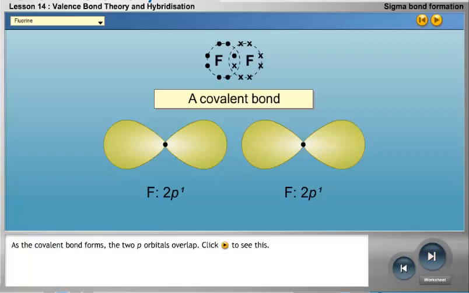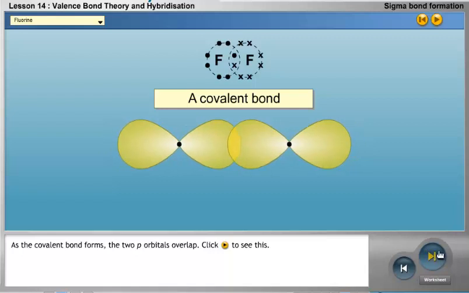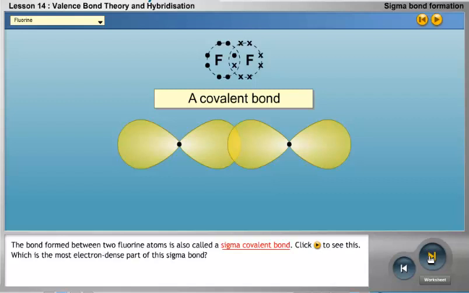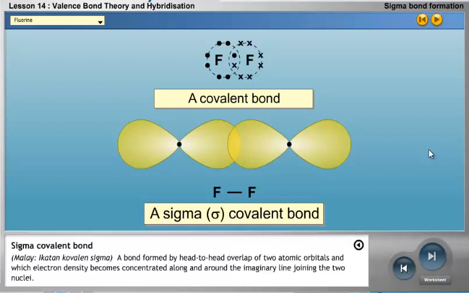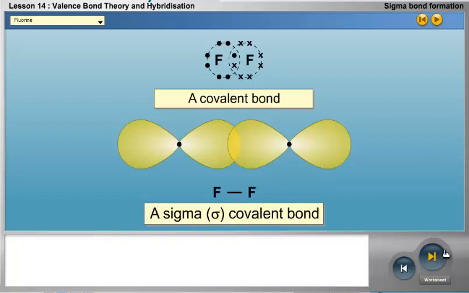As the covalent bond forms, the two p orbitals overlap. Click the forward button to see this. The bond formed between two fluorine atoms is also called a sigma covalent bond. Click the forward button to see this. Which is the most electron-dense part of this sigma bond? Answer: the part between the two fluorine nuclei.